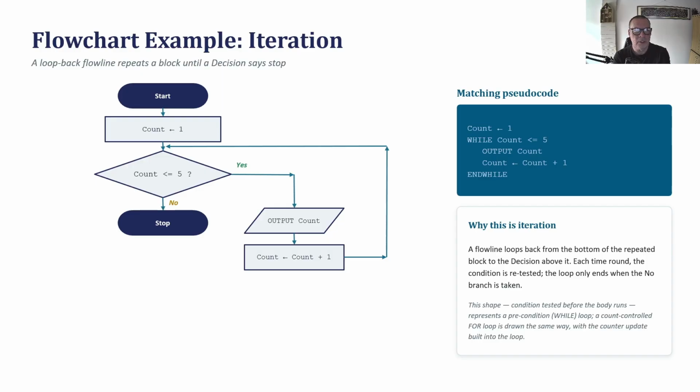Here's an example with iteration. So we start, we set a count to 1, and then we do our test, our decision in a rhombus. We say, is count less than or equal to 5? If it is, we output the count, increment the count, and go round again. And see, we're back to the decision, and eventually we will get to the point where that is no longer true. Count is no longer less than or equal to 5, so we branch off to the no and stop.